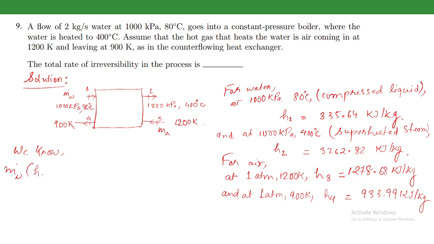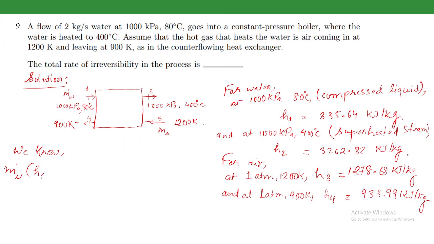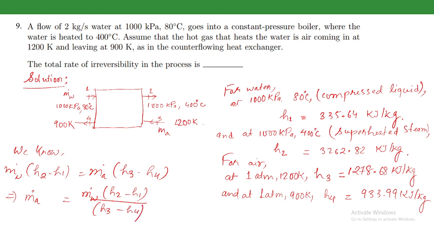water into H2 minus H1, that will be taken by the air and its enthalpy will decrease. This is an increase in enthalpy, this is a decrease in enthalpy. Okay, now we know the mass flow rate of water, so what is the mass flow rate of air? That will be H2 minus H1 by H3 minus H4.